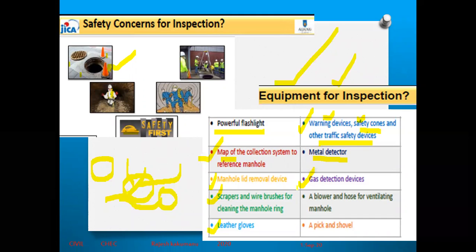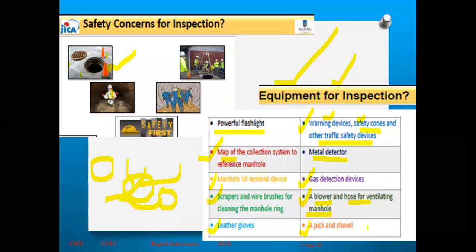Next, a blower or a hose for ventilating the manhole. So inside, if you are going deep into the sewer line, automatically the oxygen levels are less when compared to atmospheric pressure. Okay, then a blower or a hose for ventilating the manhole should be there generally whenever the person is entering into the manhole.